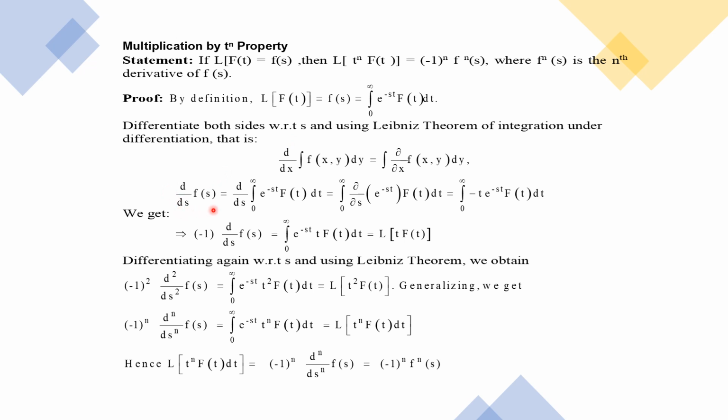So d/ds F(s) equals d/ds of the integral from 0 to infinity of e^(-st) f(t) dt. Now this derivative is taken inside the integral, so it becomes partial derivative with respect to s of e^(-st) f(t) dt. Here t is treated as a constant, and taking the derivative with respect to s, it becomes minus t e^(-st) f(t) dt.